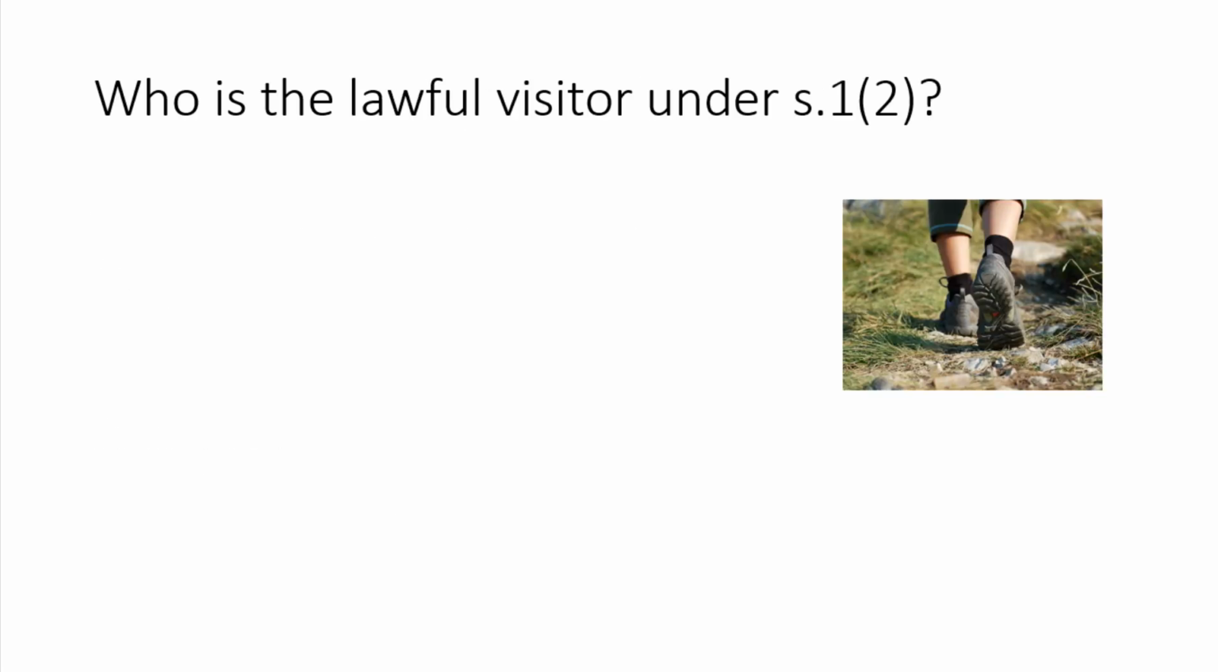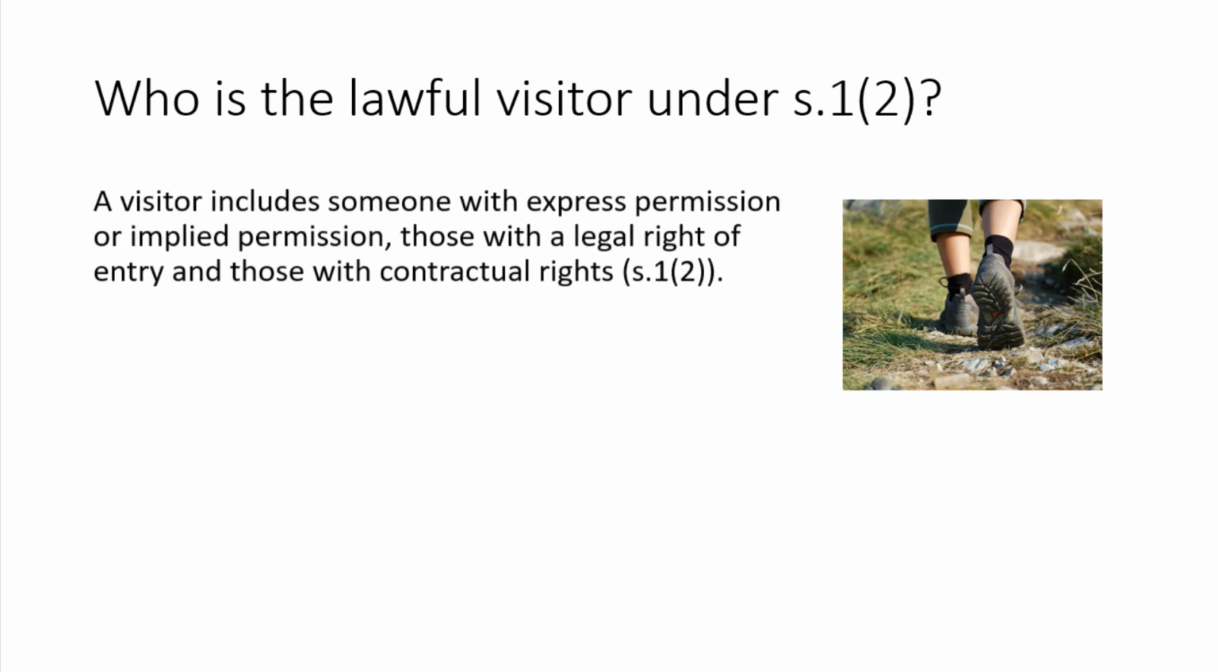So the second issue is identifying a lawful visitor. And there are a number of ways that someone could be a lawful visitor. They can have express permission, which means someone has verbally or in writing given them permission to be there. They can have implied permission. They can have a legal right of entry, like meter readers and the police, or they could have a contractual right. So, for example, a ticket to a cinema would give you a right to go into the cinema and you would be a lawful visitor.